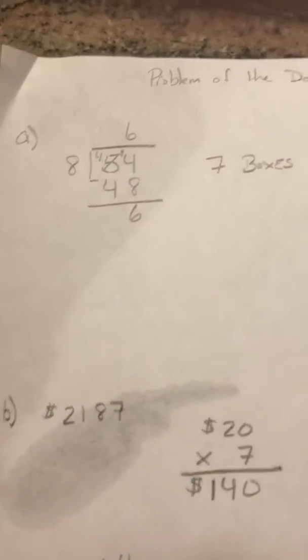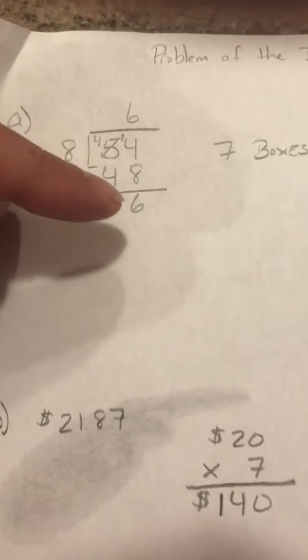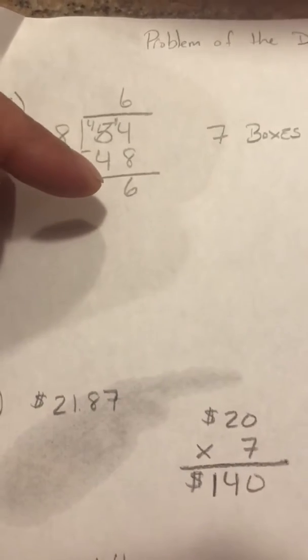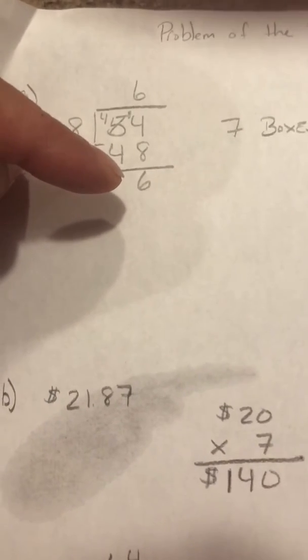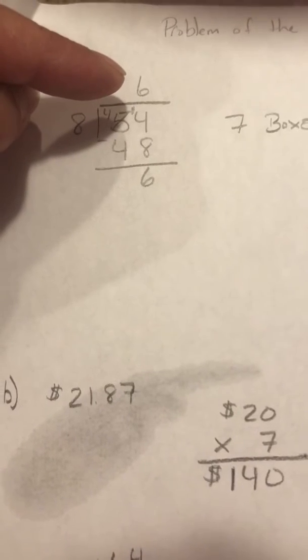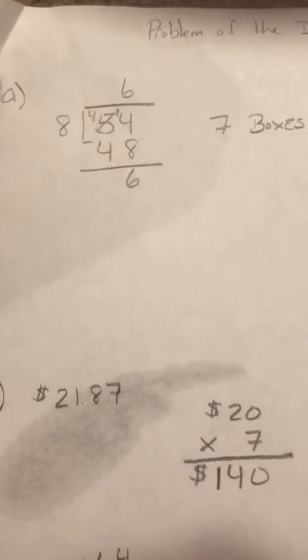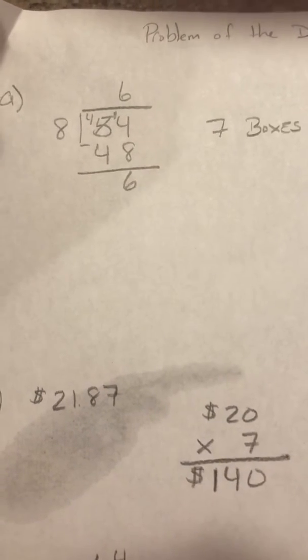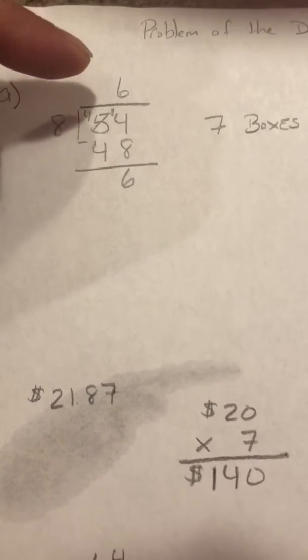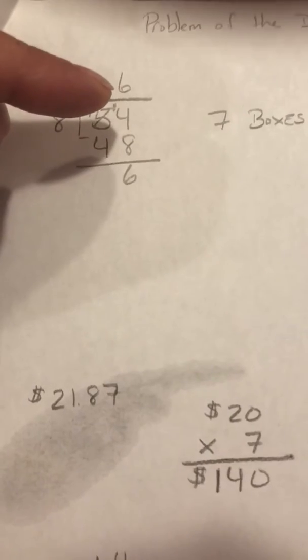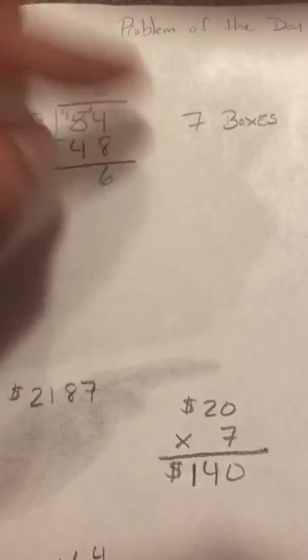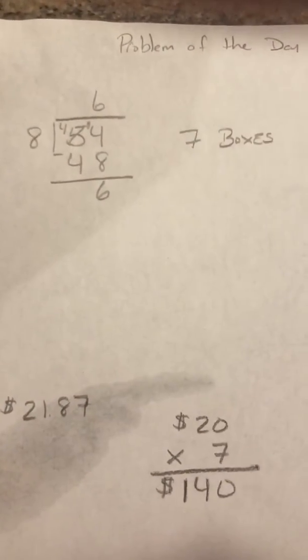Now this part's important. You want to be able to interpret the remainder. So what we have to figure out was, what does that 6 really mean? Well, that means she's going to have 6 full boxes, which gets her 48 tiles, but she still needs 6 more tiles. So she still doesn't have enough with the 6 boxes. So in this case, we're going to round up. So she's actually going to need 7 boxes of tiles.